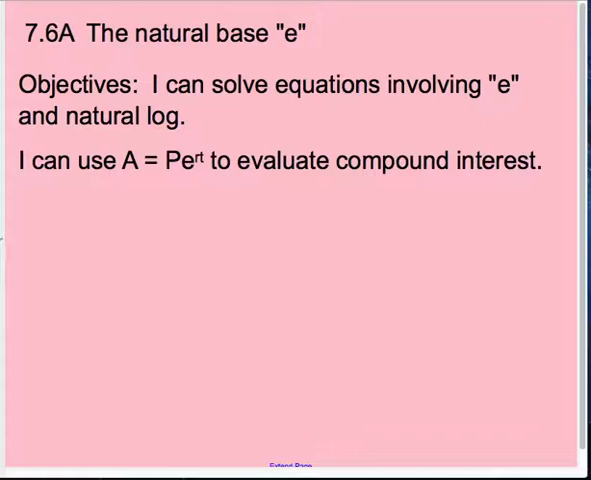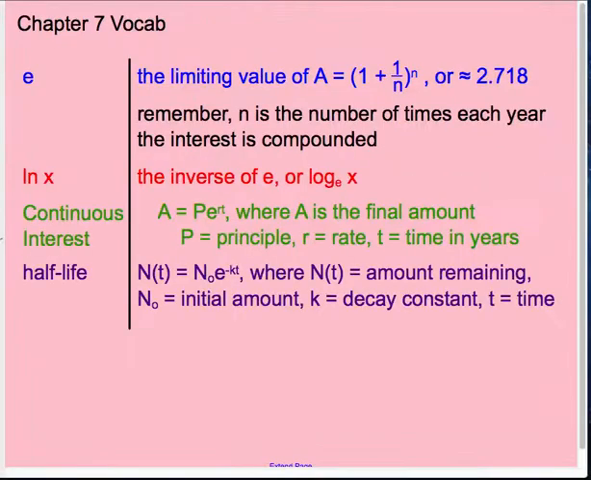Involving e and the natural log, and then we're going to use a new interest formula for interest compounded continuously. The abbreviation that we use for this one is PERT, P times e to the rt. So first of all, figuring out where e comes from.